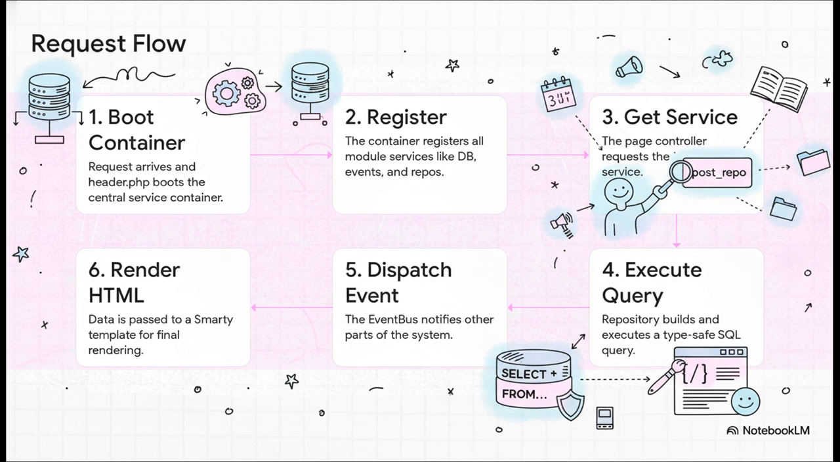Your page controller then just asks the container for one of those services, say the post repo. That repository then uses the core query builder to safely build and run a query. After the data is fetched, the event bus can fire off notifications like, hey, a post was viewed. And finally, all that data is passed to a Smarty template, which renders the final HTML. See? It's a clean, predictable, and logical flow.